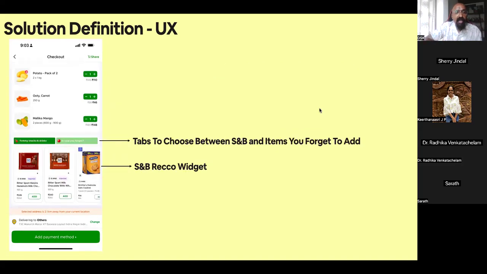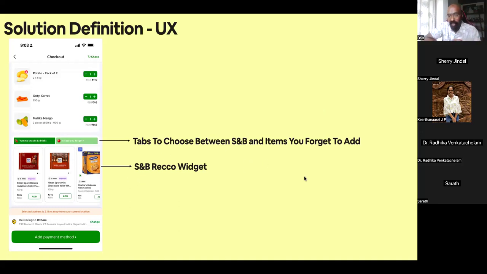Now, assuming I'm a designer, this is how I would have approached it. Not to say this is best-in-class design, but this is just a hypothetical design, wherein you can create two tabs to represent it. You can have one tab which shows that, hey, you have yummy snacks and drinks that you can add to every purchase, and here you can show your reco widget.